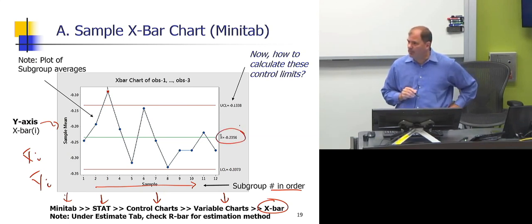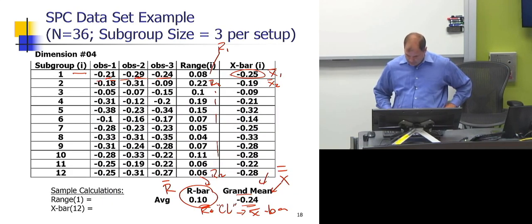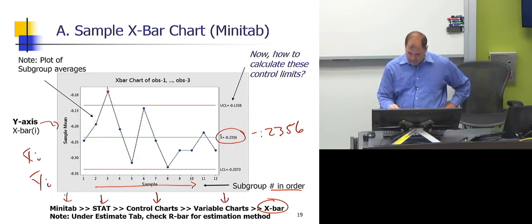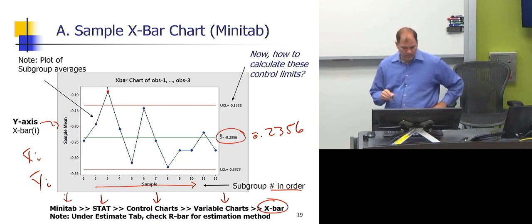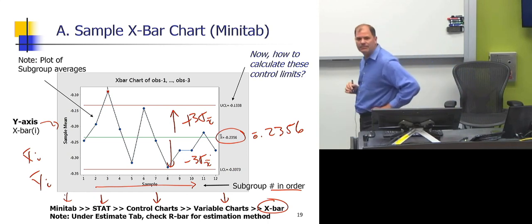See where it says X double bar? X double bar is 0.2356. That's that number. Then the software makes 3 sigmas. This is plus 3 sigma, minus 3 sigma. But sigma what? Sigma X bar. Very good. Plus or minus 3 sigma X bars.